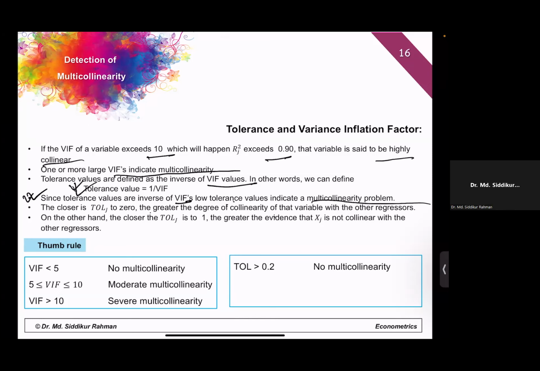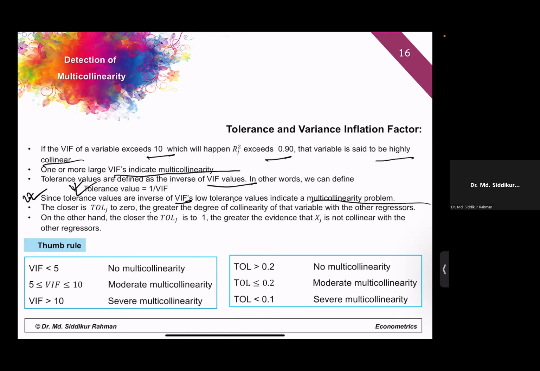For the tolerance limit, if the tolerance limit is greater than 0.2, it means there is no multicollinearity problem. If the tolerance limit is less than or equal to 0.2, there is moderate multicollinearity. If the tolerance limit is less than 0.1, it means there is a severe multicollinearity.